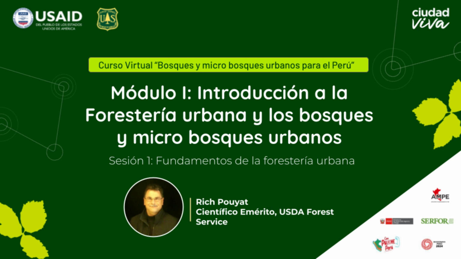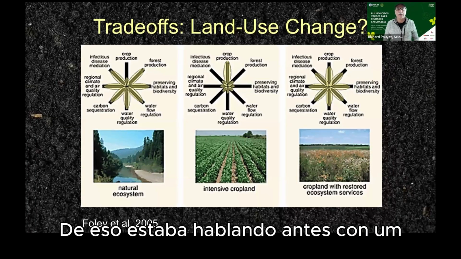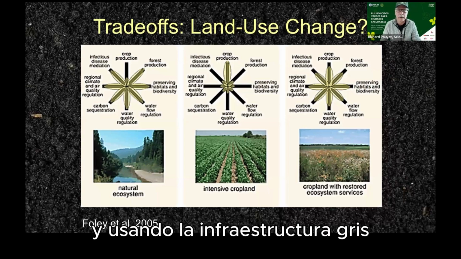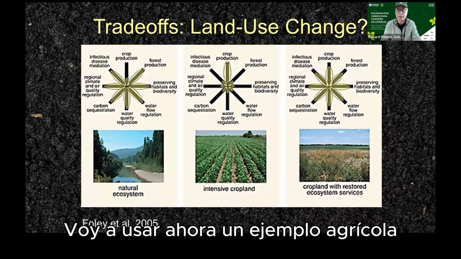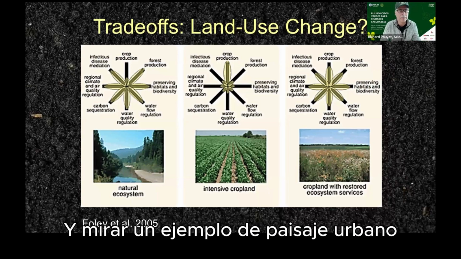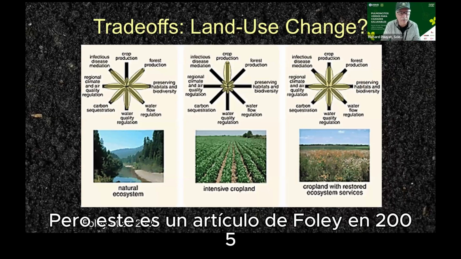Okay, getting back to some of the trade-offs that I was talking about before with packing people in areas and using gray infrastructure. I'm going to use now an agricultural example because I'm going to refer to this chart a little bit later on and look at an urban landscape example.